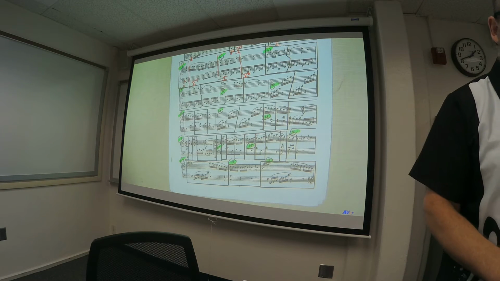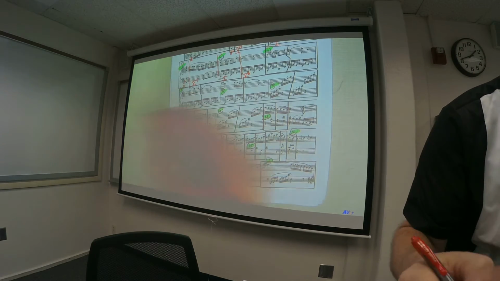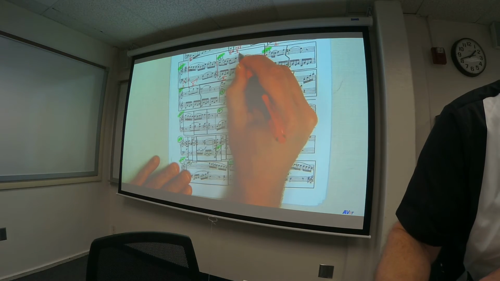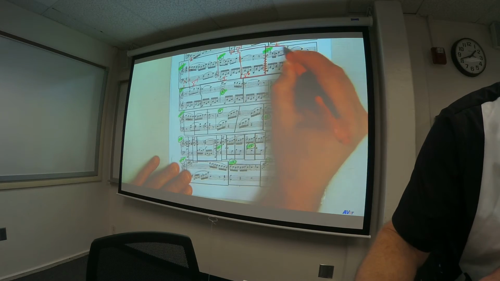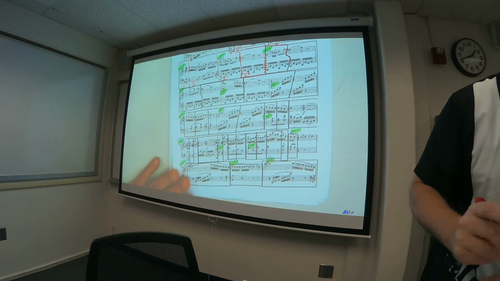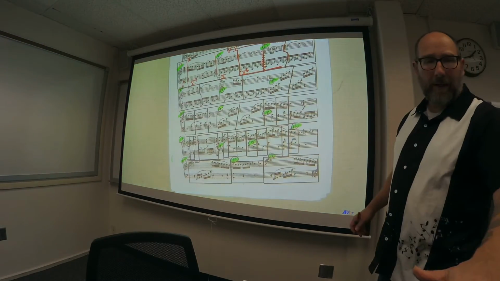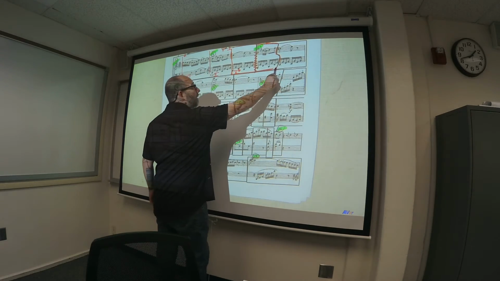So 5/6. That 5/6 is going to continue. This line does not exist. The box should be here. I need to upgrade this. That's the box for the 5/6 chord. And then if we look over here, 5/6 goes all the way to here.